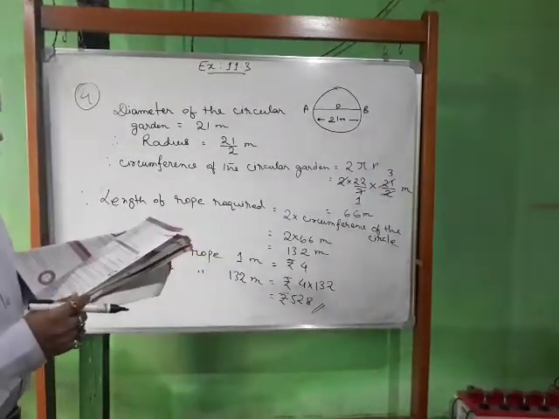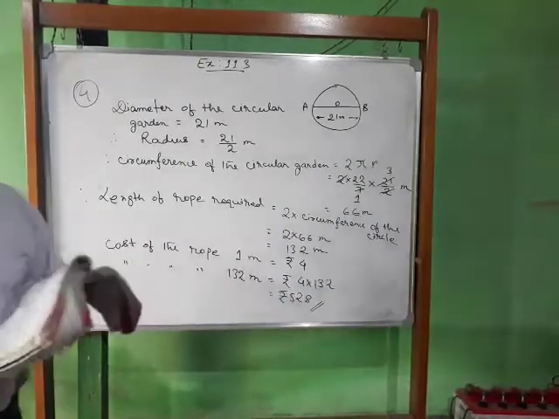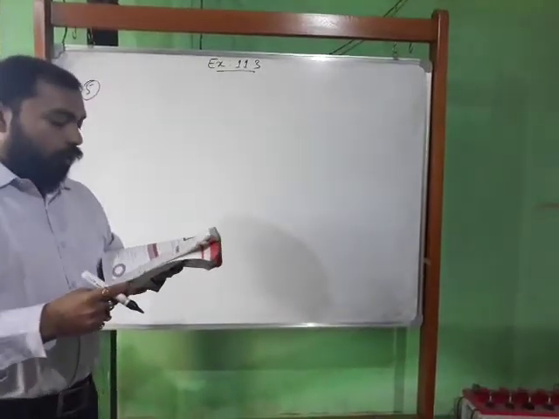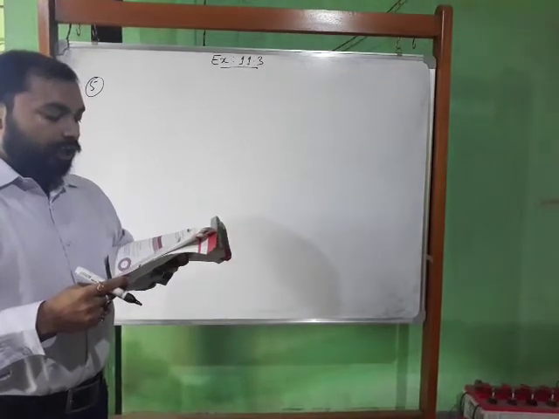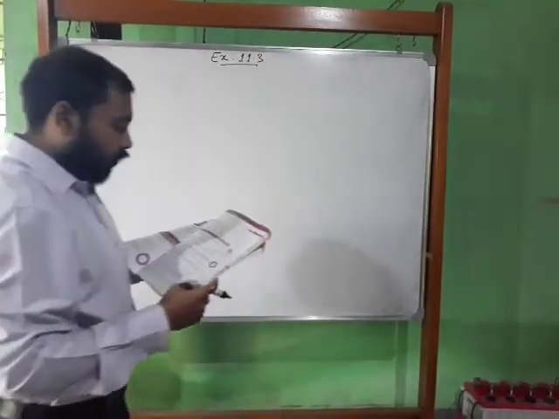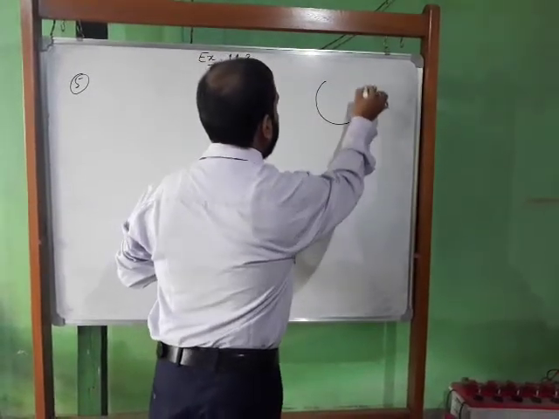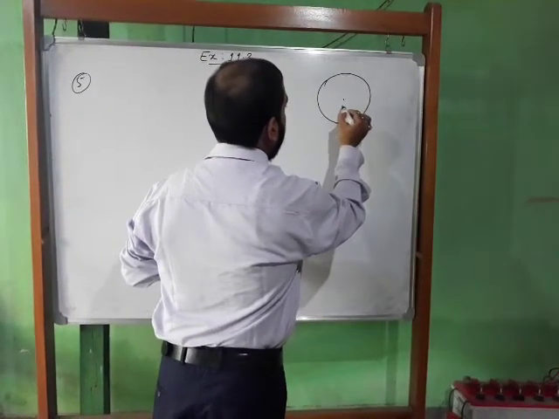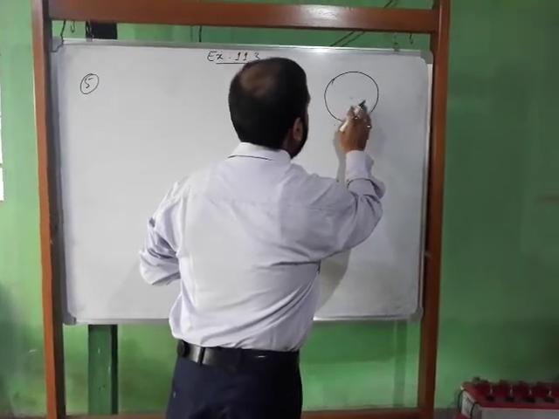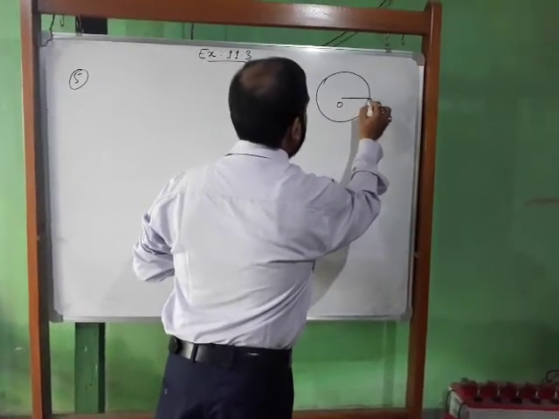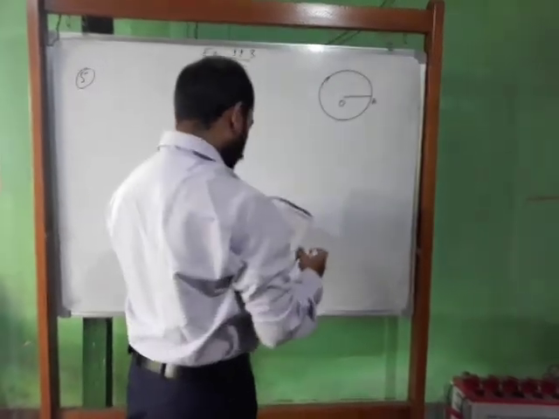Now let me solve question number 5. Okay, now question number 5. From a circular sheet of radius 4 centimeter. So let us draw a circular sheet which has radius 4 centimeter. So let us take O as the center and the radius is equal to 4 centimeter.